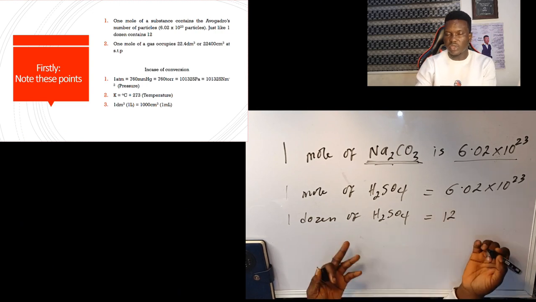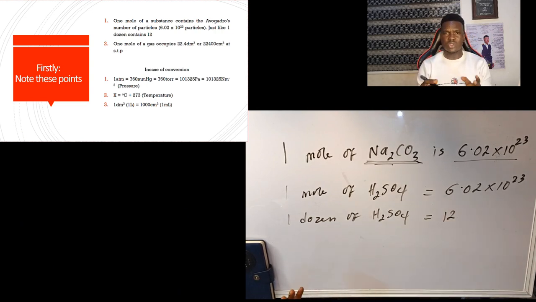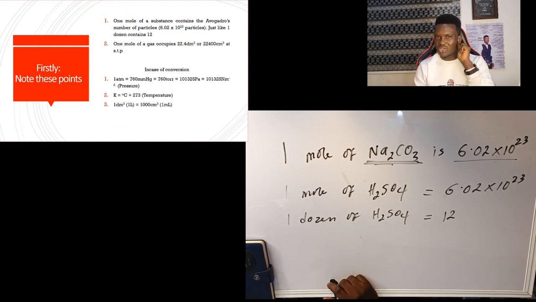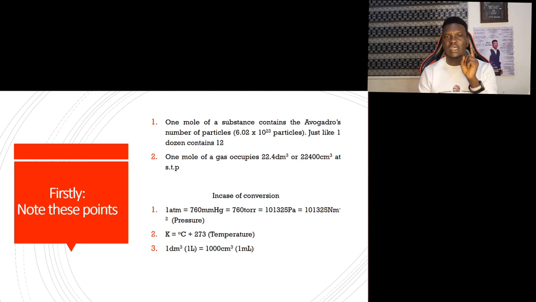That means I have 12 H2SO4. This concept is going to be needed later, so just get it right. 1 mole of any substance contains 6.02 times 10 raised to power 23. So note that down. 1 mole of a gas occupies 22.4 dm cube. That is another point you have to note. So every time I talk about 1 mole of a gas, it contains 22.4 dm cube.